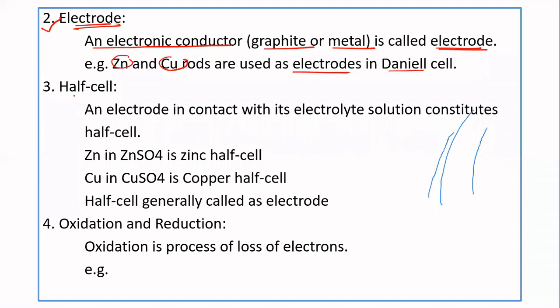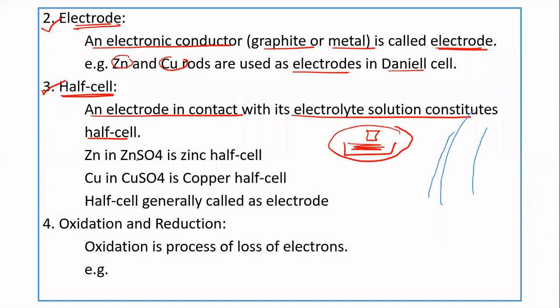It is very simple. The third is half cell. An electrode in contact with electrolytic solution constitutes the half cell. That means in one compartment we have taken the zinc rod and zinc sulfate solution. So this is called the zinc half cell. So zinc in zinc sulfate is the zinc half cell, and copper in copper sulfate is the copper half cell. Half cell is generally called an electrode. So you can call this an electrode, that is zinc in contact with zinc sulfate solution. This is termed as electrode or half cell.